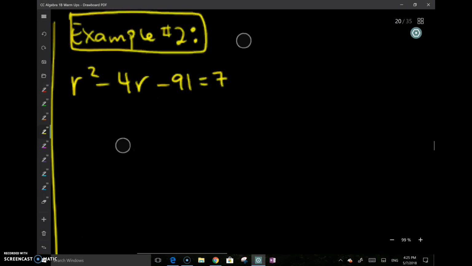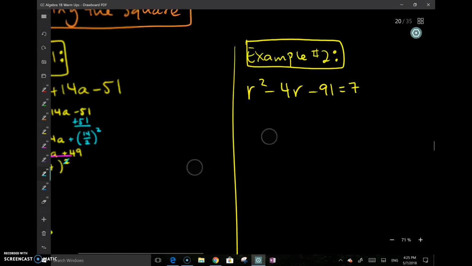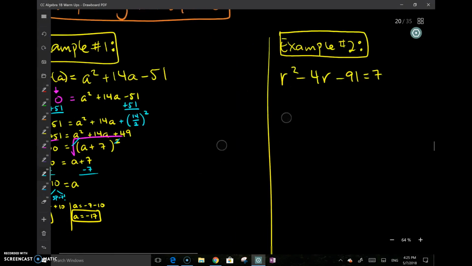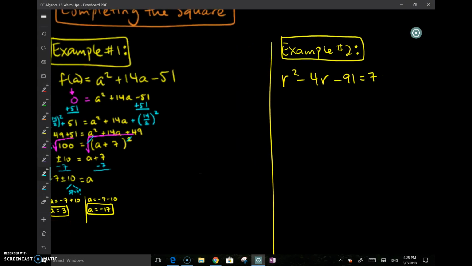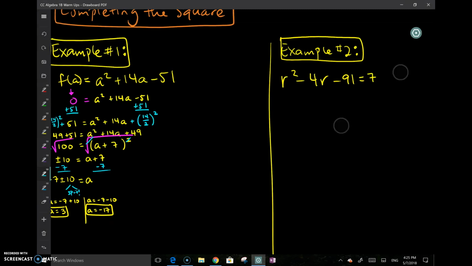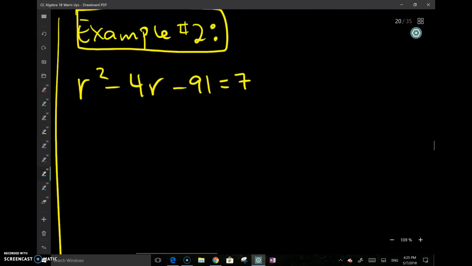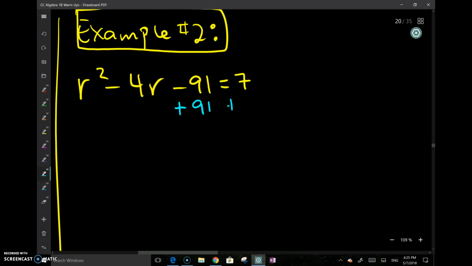Let's go ahead and look at example 2. In this example, you might notice compared to example 1 that example 2 does not have f of a or f of r, anything like that written there. What it has is a number on the right side of the equal sign. And so it's sort of calling that negative 91, hey, come over. So we're going to go ahead and help it along. We're going to add 91 to both sides. So again, you want to move your constant to the other side.